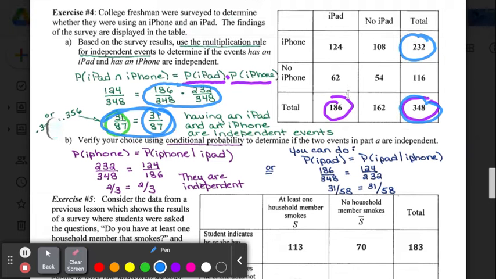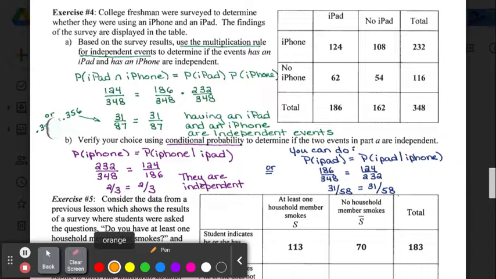So just to kind of hit home on this, we used multiplication here for part A. Now for part B, we're going to use the same scenario, but conditional probability. Remember, conditional probability means we're doing given. So I did it two ways. Probability of an iPhone is equal to the probability of an iPhone given iPad. You can see I did probability of an iPhone is 232 over 348. And here's our given: iPhone is 124 given iPad is 186. When you simplify those fractions, they come out the same.